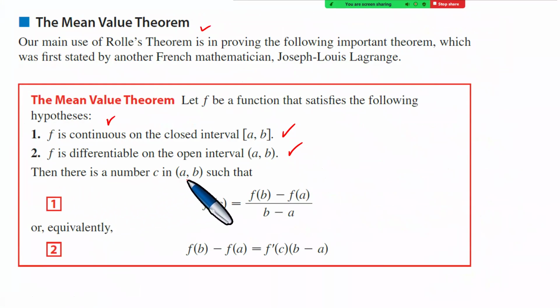Then there exists a number c in the open interval (a, b) such that f prime of c is equal to f of b minus f of a, all divided by b minus a, or equivalently, you can just cross multiply and write it in this form. So now I'm going to apply this theorem today. And as we apply this theorem, a couple of things are very important to us. What are the important things? There are the hypotheses here.